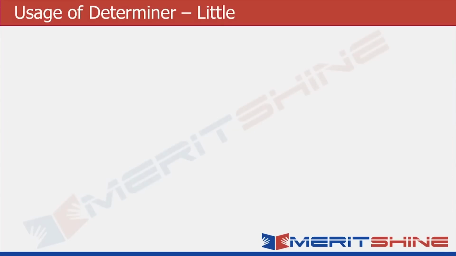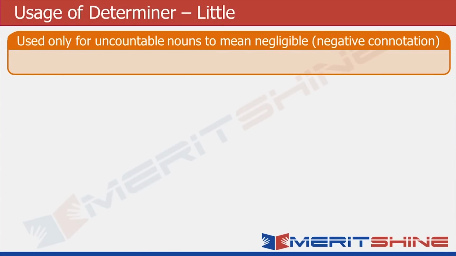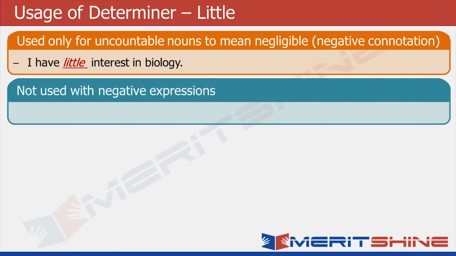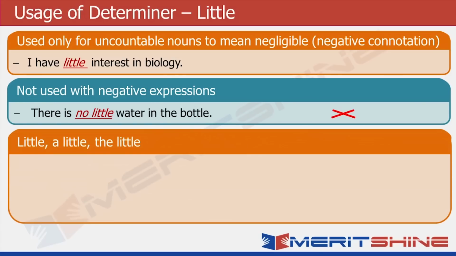The quantifier little denotes the small or negligible quantity of uncountable nouns. I have little interest in biology. It should not be used with negative expressions. So it's wrong to say there is no little water in the bottle. The other forms of little are a little, the little, etc.